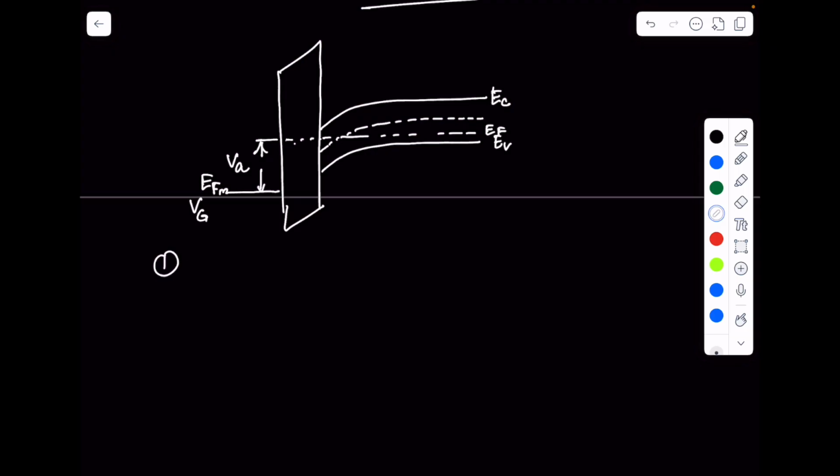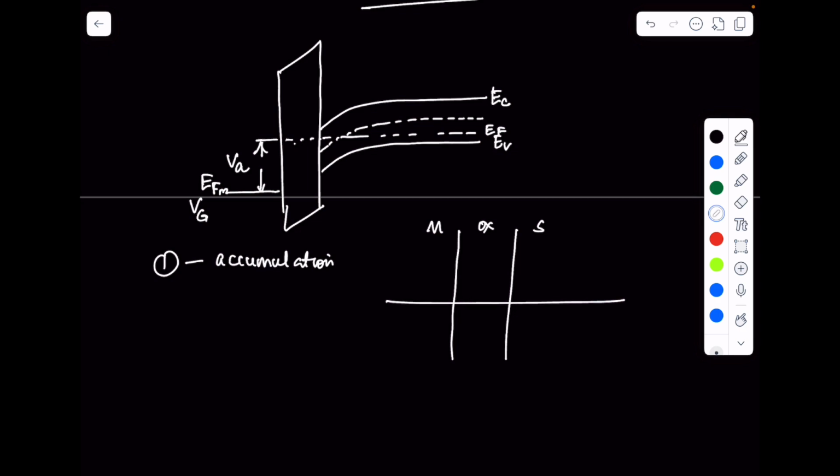The third part asks what the charge profile in the MOS cap should be at point 1. Point 1 was in accumulation. This is a P-type semiconductor, so accumulation means you have holes created. If I plot the charge density, this is my oxide, this is my metal, this is my semiconductor. The semiconductor is accumulated, it's P-type, so I have holes. And to counter that, I'm going to develop a negative charge in the metal, which compensates for the hole charge in accumulation.